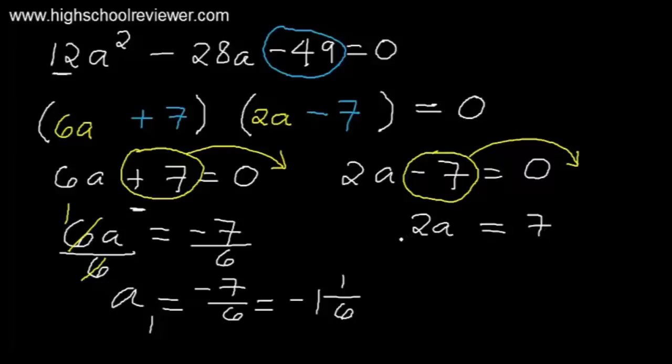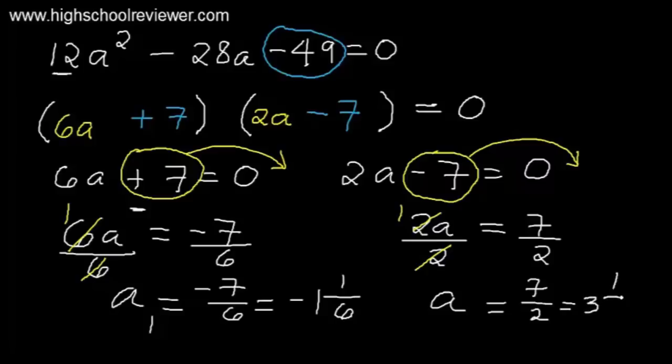So to solve for the value of a, we need to divide both sides of the equation by 2. So we have here 2 divided by 2. This is equal to 1. Okay. So 1 multiplied by a will give us positive a, and positive 7 over 2, or this is equal to 3 and 1 over 2. So this is our a sub 2. So these now are our final answers.